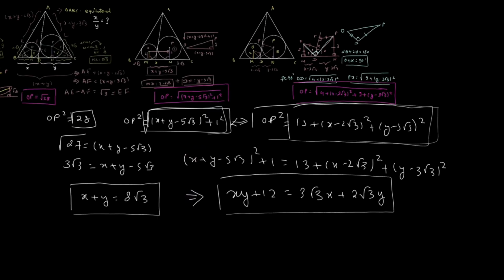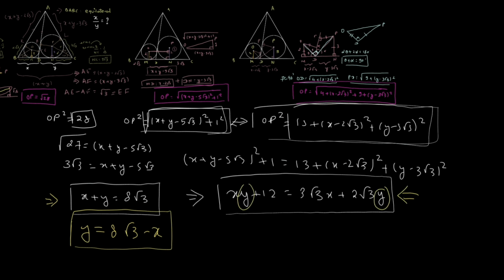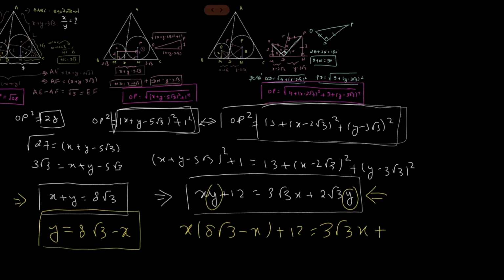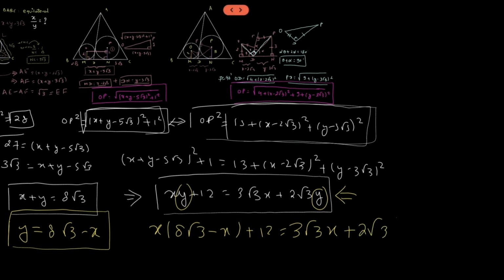Now remember that we have earlier got the value for x plus y. So from this equation, the value for y can be 8 square root of 3 minus x. So here we have the value for y in terms of x. So the y in this equation, present over here and here, can be replaced with this value. So x into (8 square root of 3 minus x) plus 12 equals 3 square root of 3 times x plus 2 square root of 3 into (8 square root of 3 minus x).